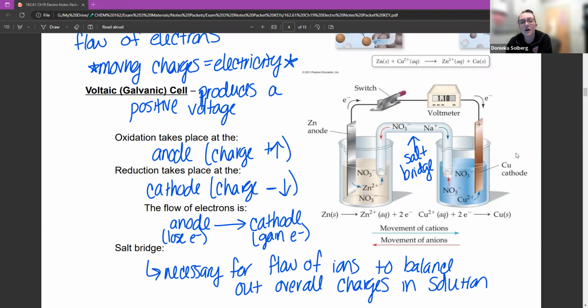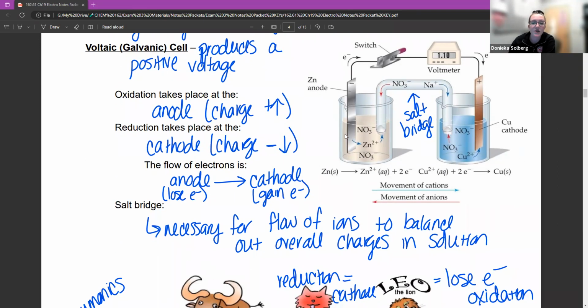Okay, now a couple other things in this process. You have to have a salt bridge. This is our salt bridge. Usually we use sodium nitrate or potassium nitrate just because those don't usually interfere with anything and they're completely soluble. But you have to have a salt bridge so that ions can flow to actually balance out the charges. If you think about it, as I continually make more Zn2+ here, then I'm going to end up with a really positive solution over here.